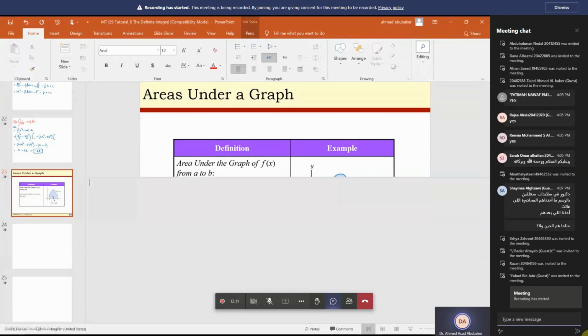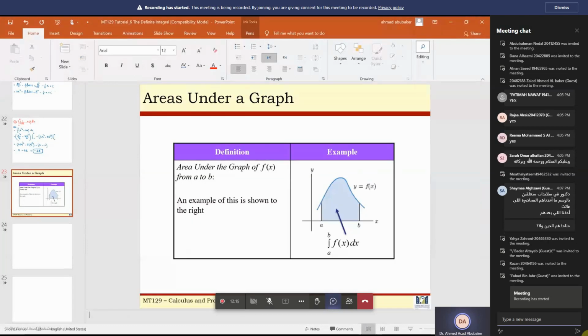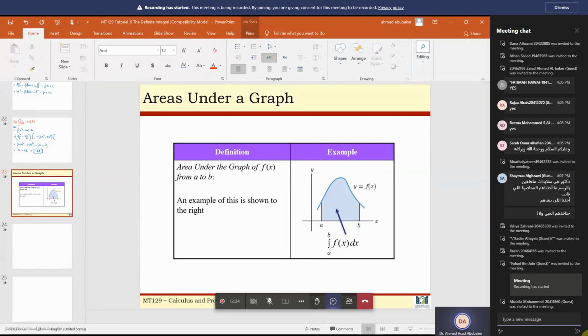We will start inshallah with area under the graph. The main application of integration is to find the area between the curve and the x-axis or y-axis, or the area between two curves. This is the main application of integration.